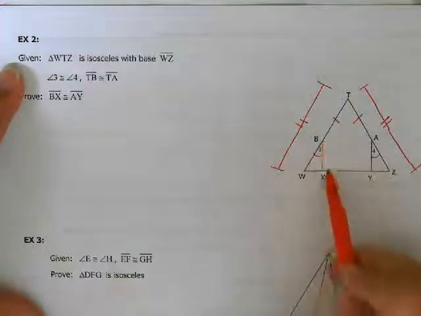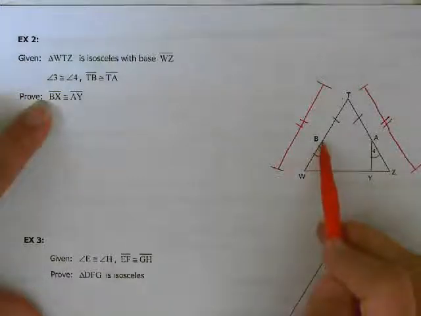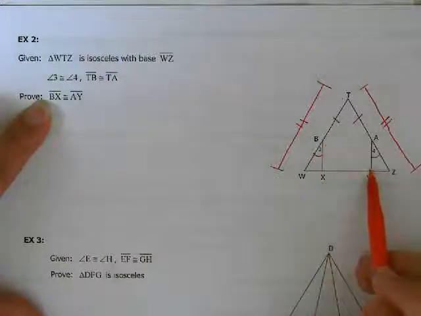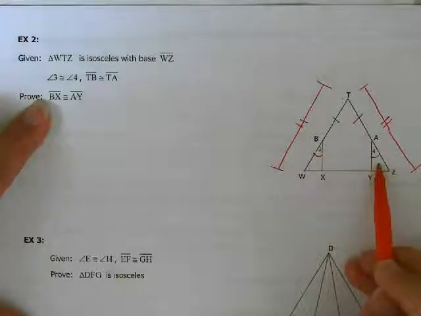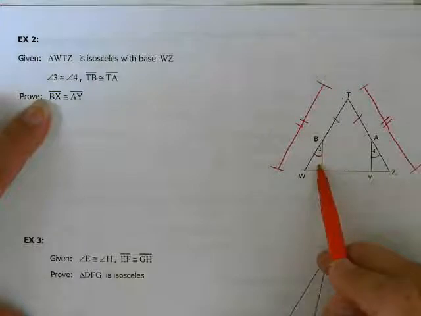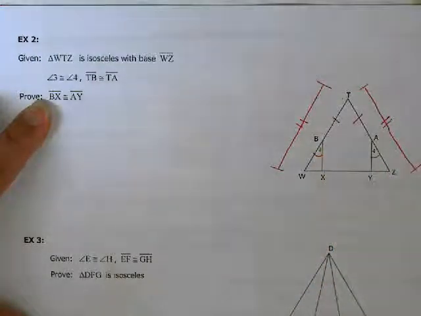And we're trying to get that these two, that segment BX and segment AY are congruent. So if we can get these two triangles at the bottom here congruent, then we can go ahead and say that BX and AY are congruent by CPCTC.